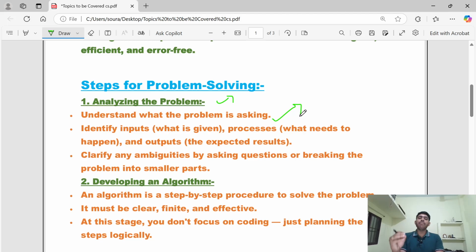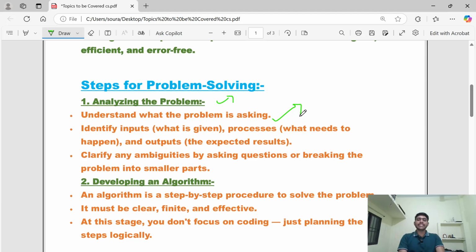Clarify any ambiguities by asking questions or breaking the problem into smaller parts. Yes, that is a very important point. Whenever you are solving a problem, you need to clarify the problem. How do you clarify? By clarifying the ambiguity and complexity present in the problem by asking different kinds of questions related to the problem, or by dividing the problem into smaller parts.